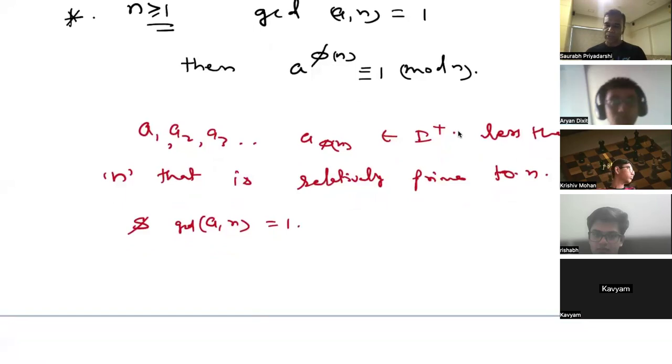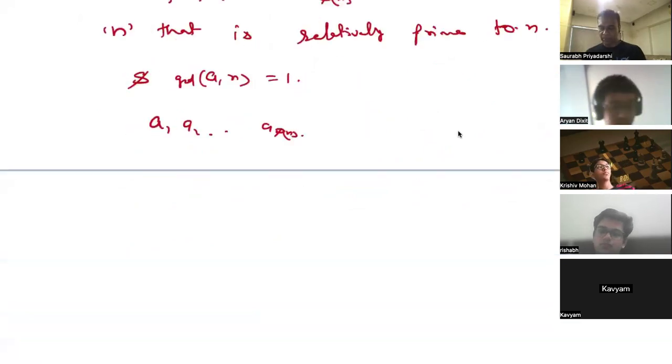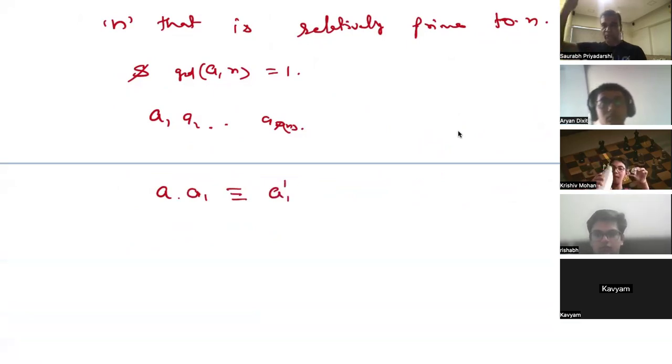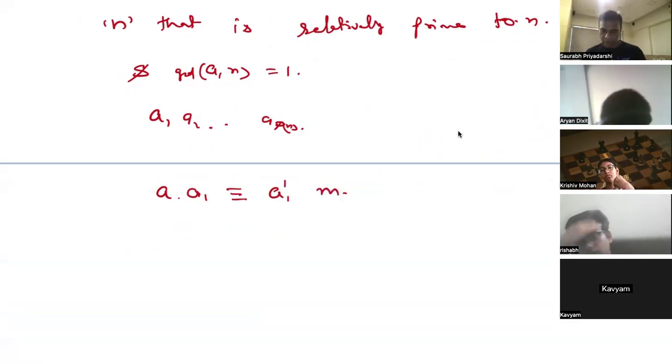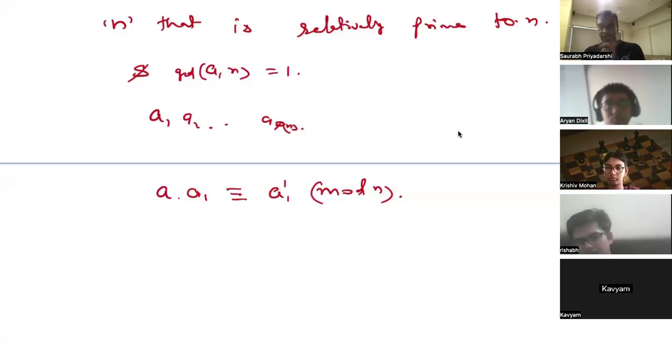So the congruency for every number a1, a2, a3 up to a phi n: if I multiply each and every number with a, so a times a1 is congruent to, I don't know what number this will come, but it will be some number from a1 to a phi n, mod n. Is this okay? We have seen this. I even made a whole chart to show it. If you multiply numbers, then on dividing by n you again get a number, not necessarily a1, but from the list a1, a2, a3 up to a phi n. Is this okay?